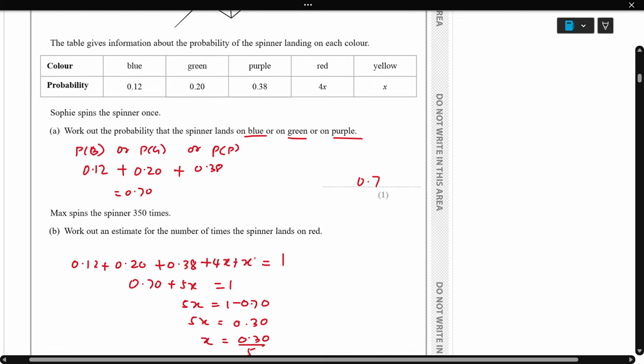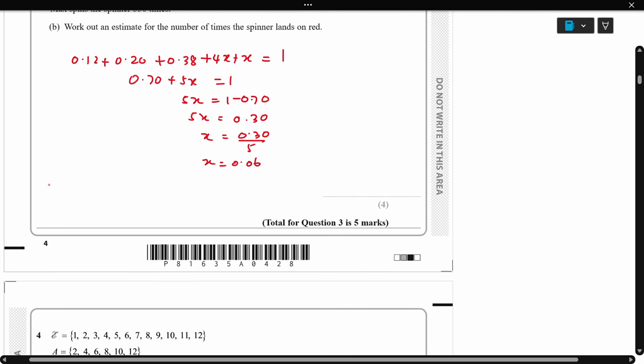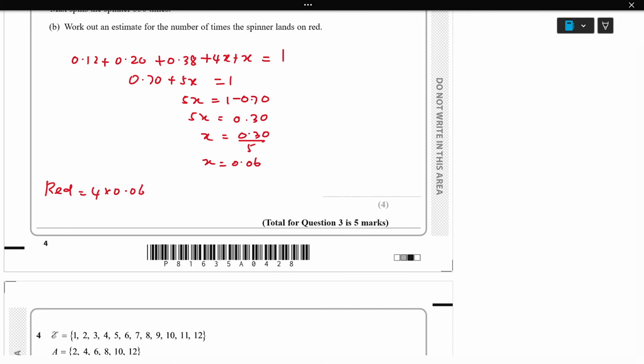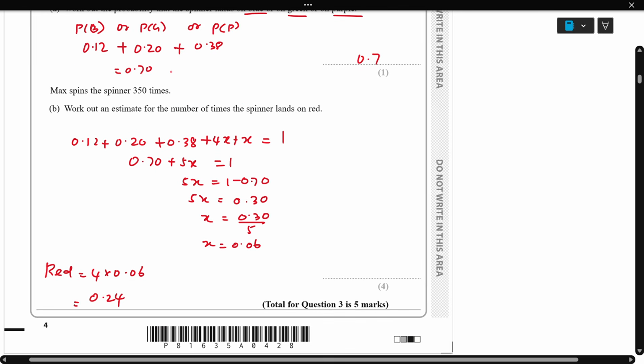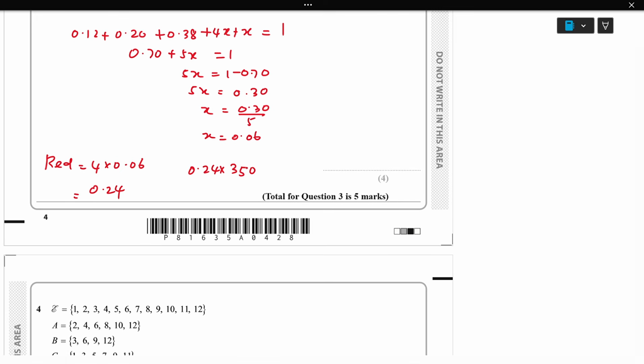So we got x, but red is 4x, so red is 4 times 0.06, which is 0.24. But the spinner is spun 350 times, so 0.24 times 350. So the answer is going to be 84. So 84 is the answer here.